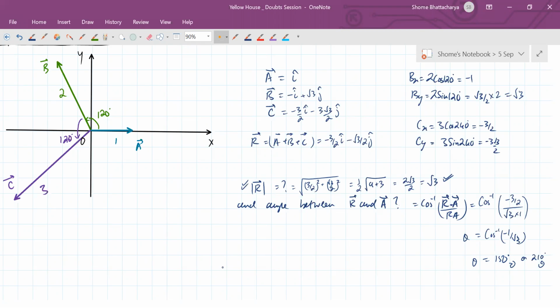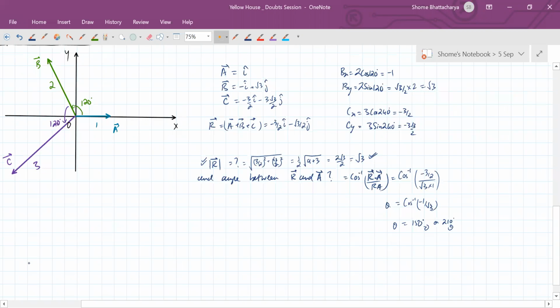Question 8 is just about dot product, people. Very quickly I'll show you question number 8. In question 8, some force is given to us, and it says that the displacement is along the y-axis. So it is something j cap.